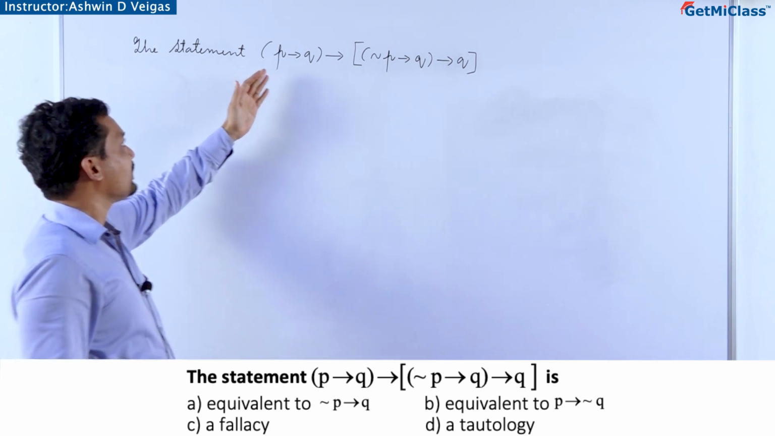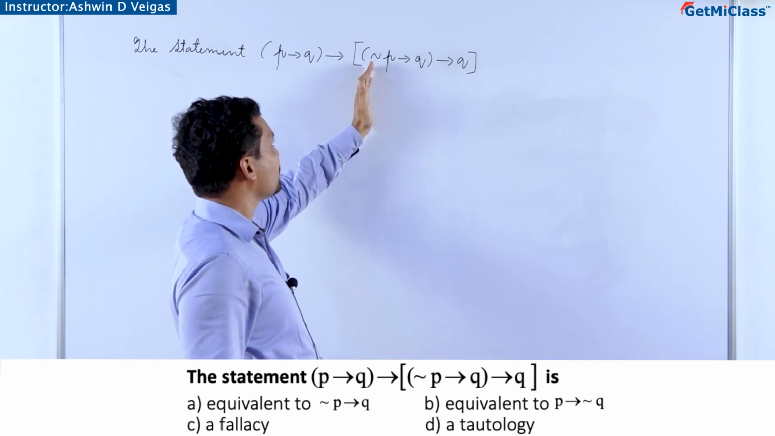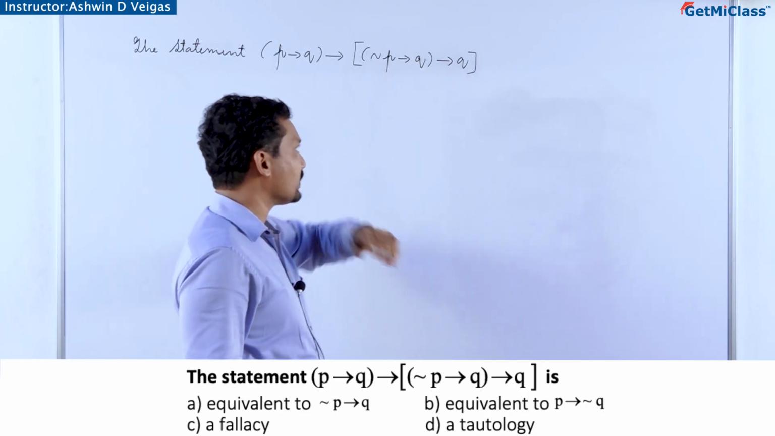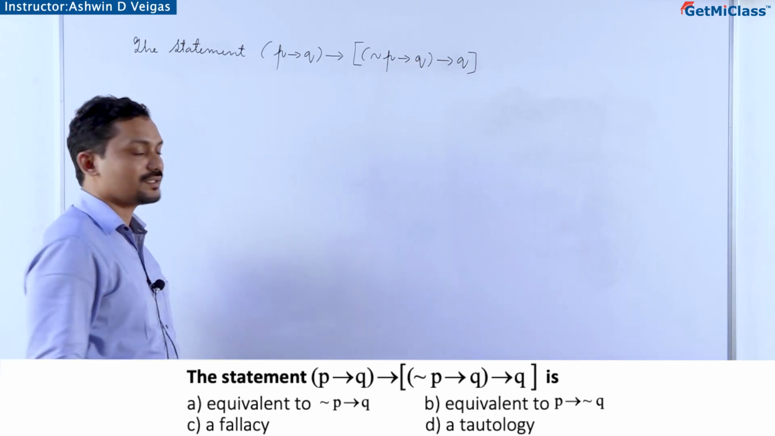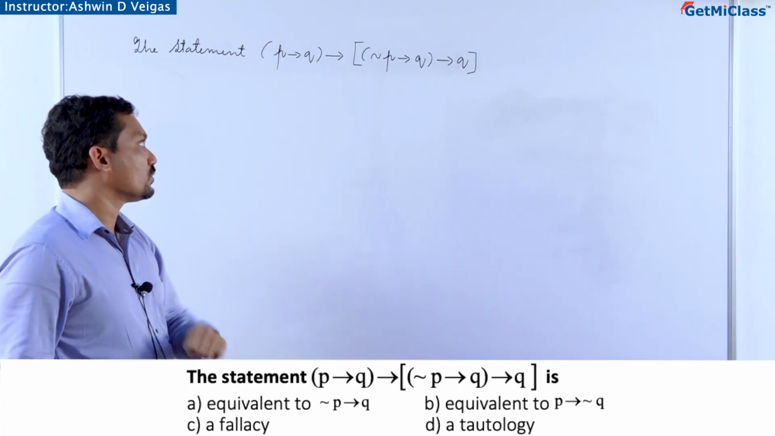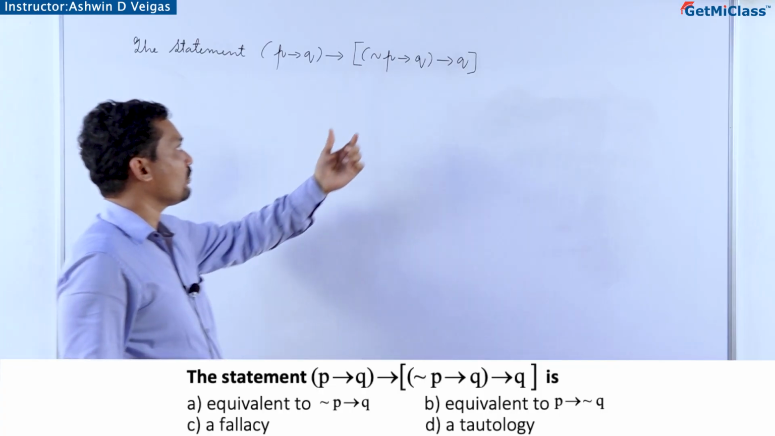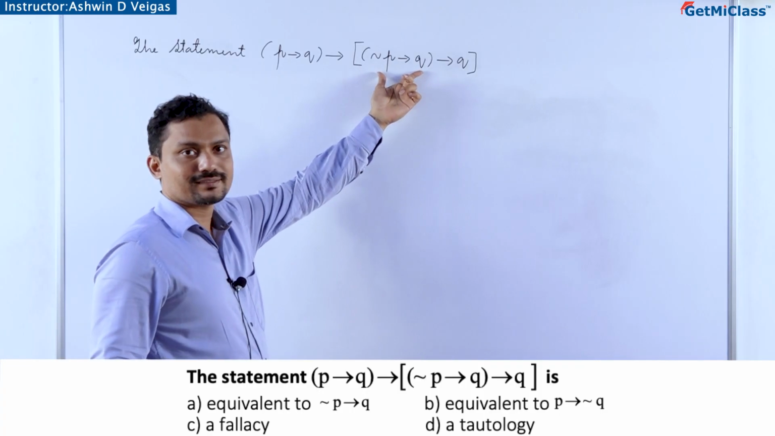The statement (P then Q) then (negation P then Q) is equivalent to... So, 4 options are given. So, now let us try to simplify this. Now, first I will try to simplify this bracket.